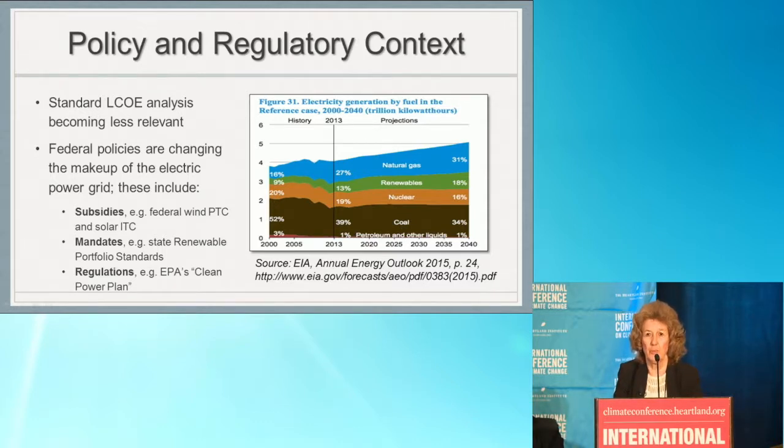But in fact, we've been building wind units, solar units, and natural gas combined cycle units. And that's because of federal and state policy. It's already been mentioned by other speakers that many states had renewable portfolio standards that mandated that a certain amount of electricity generation within the state came from renewable sources at specified time periods in the future. But there were also subsidies, for instance, the federal production tax credit for wind and the investment tax credit for solar, and regulations such as EPA's mercury and air toxic standard and their clean power plan.